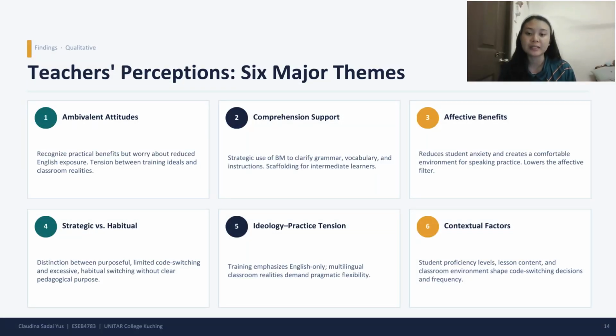The first one is the ambivalent attitude, which recognizes the practical benefit but worries about reduced English responsiveness. The tension is between training ideals and classroom realities, where how teachers are trained to teach is different from how they face students during class time.